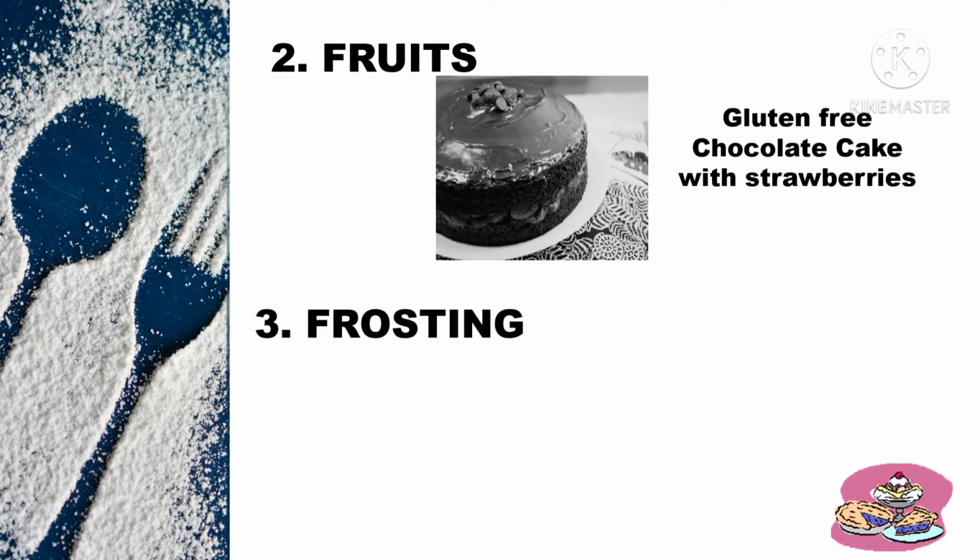Number 3. Frosting. The same frosting used to frost the cake is used for a filling between layers. This is a great way to add flavor and moistness to the cake. Some of the common frosting types that are used as fillings are buttercream, boiled cream cheese, whipped cream, and ganache.